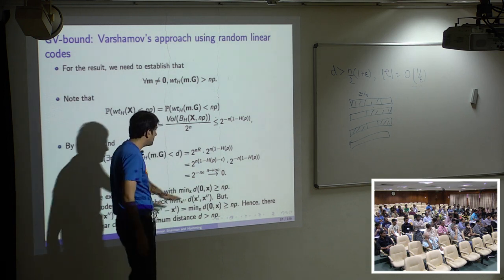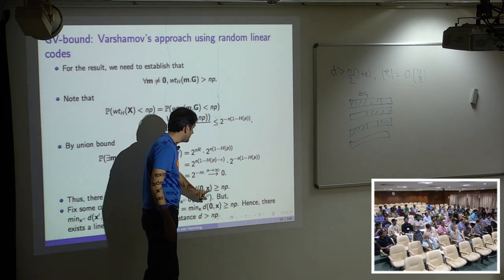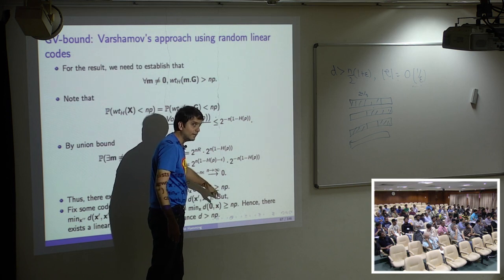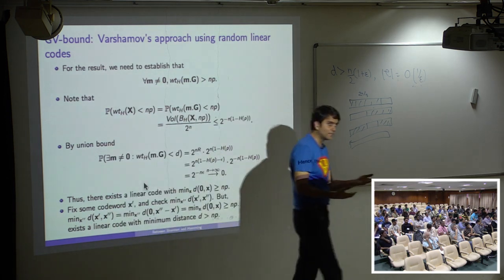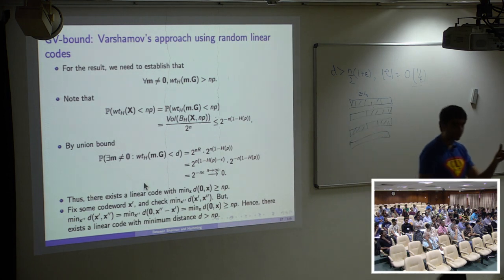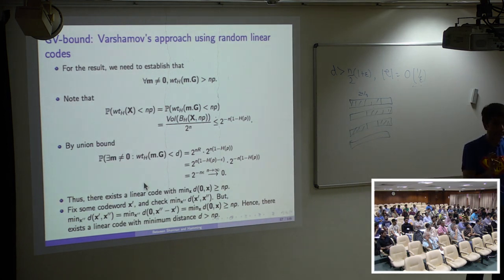Because the distance between 0 and any other codeword is therefore at least NP, which tells us, because of the linearity of the code, that all pairs of codewords are at least distance NP apart. So here we're implicitly using the linearity of the code.